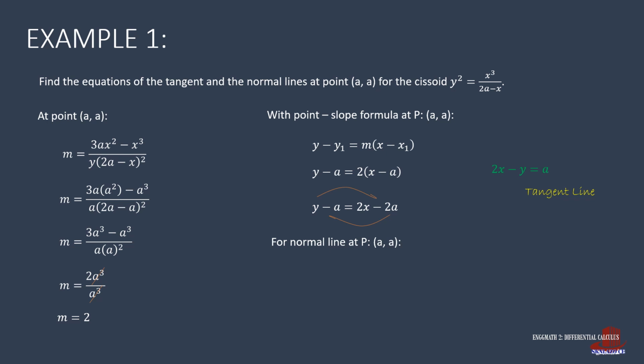With the normal line, we flip the coefficients so the 2 with x will be moved as 2y, and y will turn to x, or that is x plus 2y. For the constant, to complete the normal line equation, plug the coordinates (a, a) into the binomial, which is a plus 2a, and that is 3a. So our normal line equation is x plus 2y is equal to 3a.